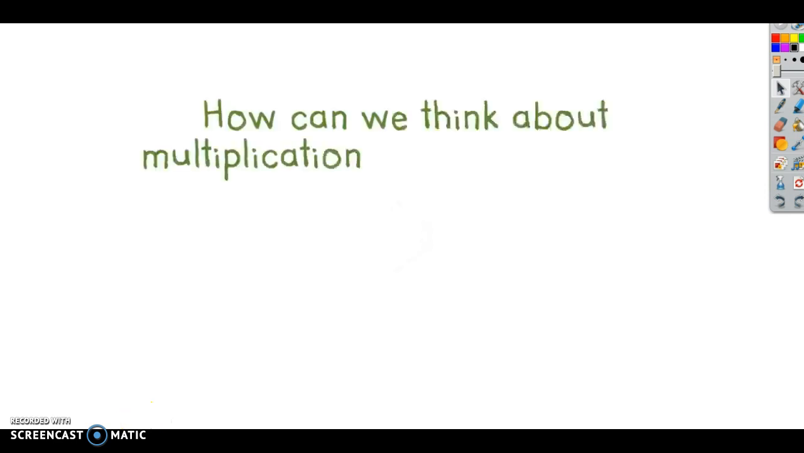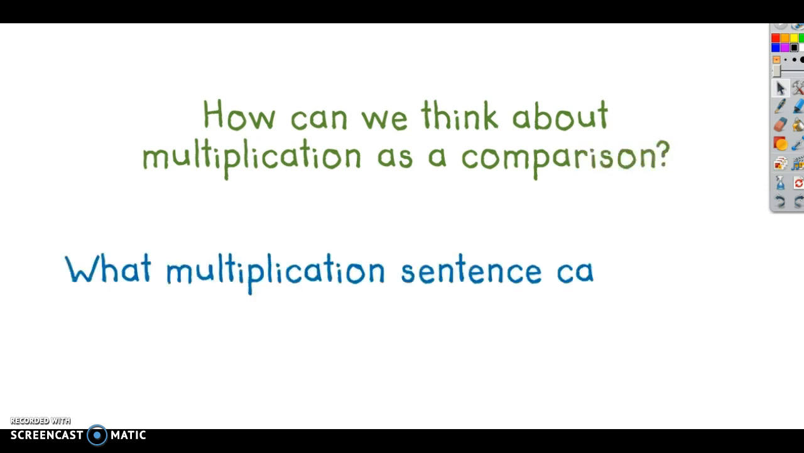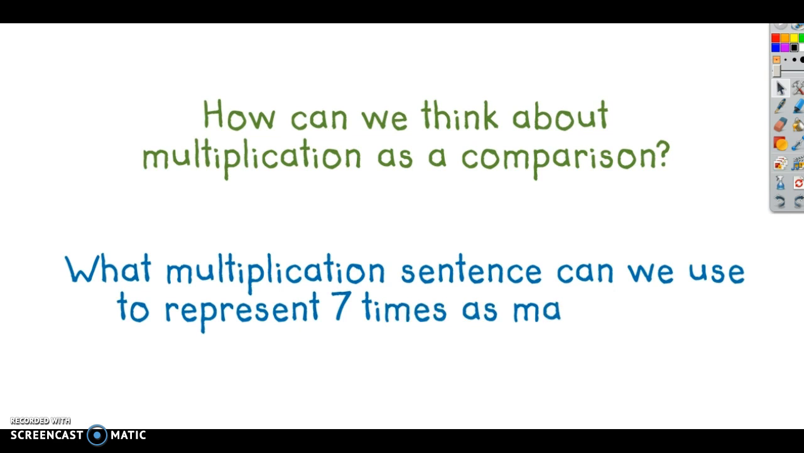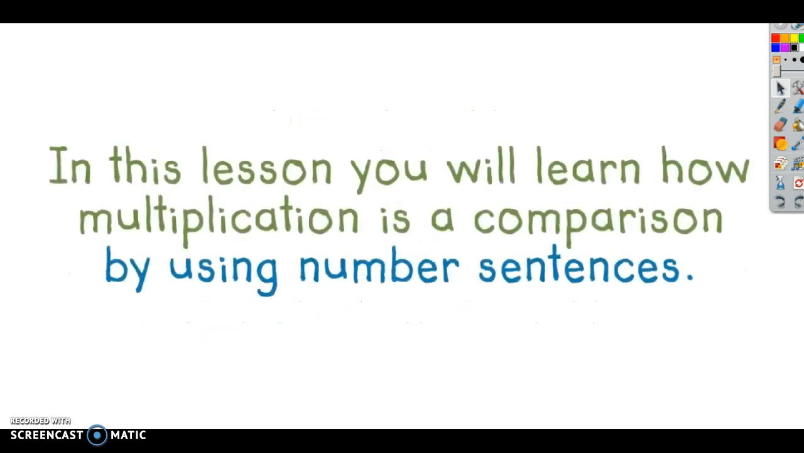So how can we think about multiplication as a comparison? What multiplication sentence can we use to represent 7 times as many as 4? So when you think about a sentence, just think of a normal sentence. So maybe think in your head, how could we talk about 7 times as many as 4? In this lesson, you will learn how multiplication is a comparison by using number sentences.